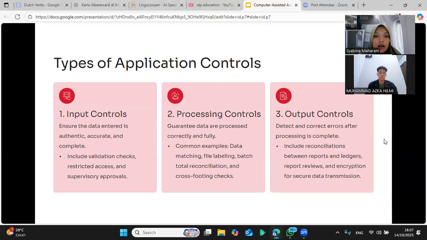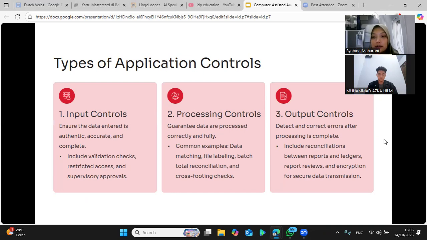So these are the three main types of application control. The first is input controls. These make sure that data entered into the system is authentic and accurate. For example, using validation checks or supervisory approvals. Second is processing controls. These ensure that data is processed correctly and completely. Examples include data matching, file labeling, and batch total reconciliation. And lastly is output controls. These detect and correct errors after the process is complete, such as by reconciling reports and ledgers or encrypting reports for security.